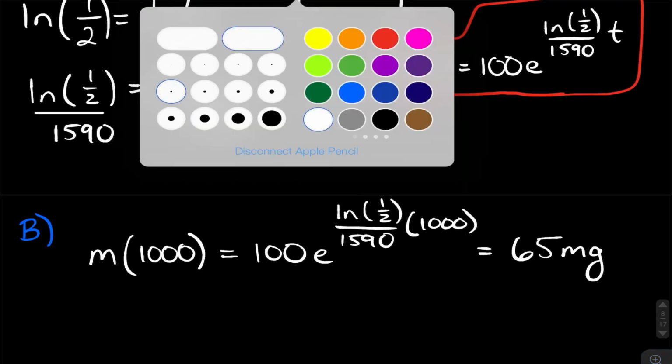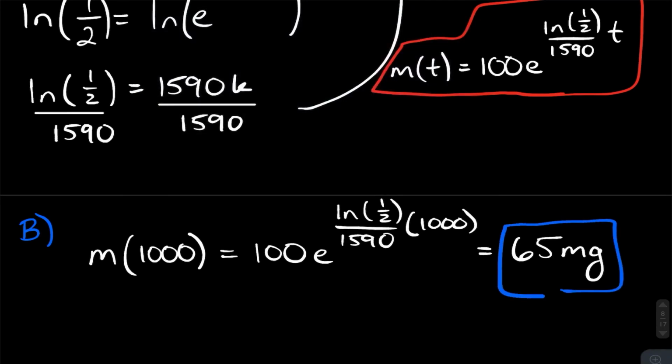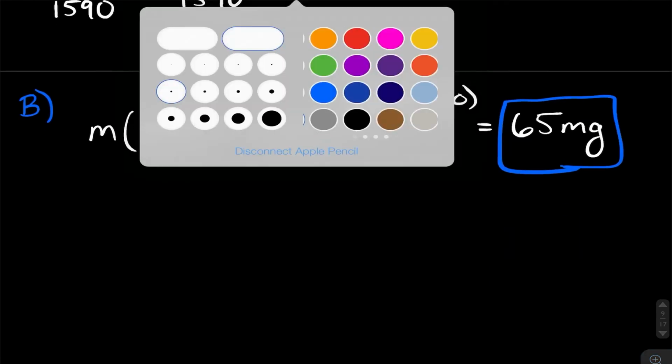You just got to plug that into your calculator. Make sure that you're using parentheses correctly so this entire thing ends up in the exponent and you don't accidentally multiply by the 1,000 outside the exponent. Just make sure you're using parentheses correctly. If you didn't get 65 milligrams, that's probably why. So that's the answer to part B.